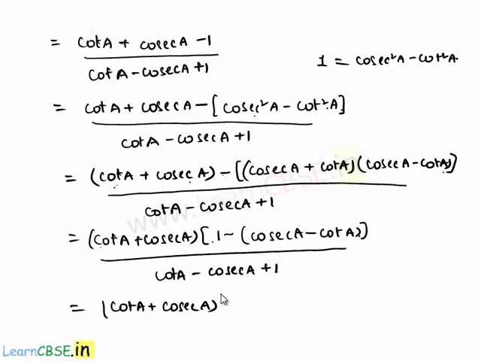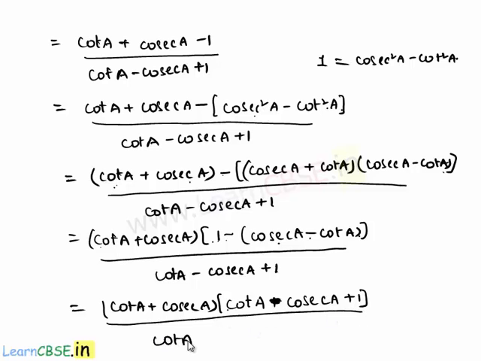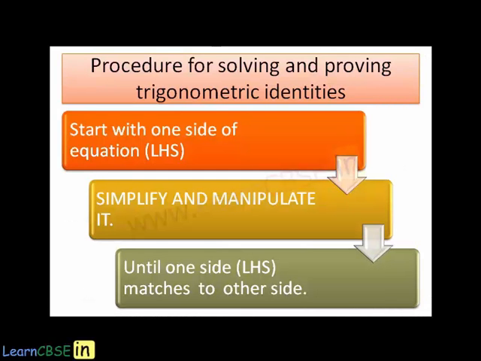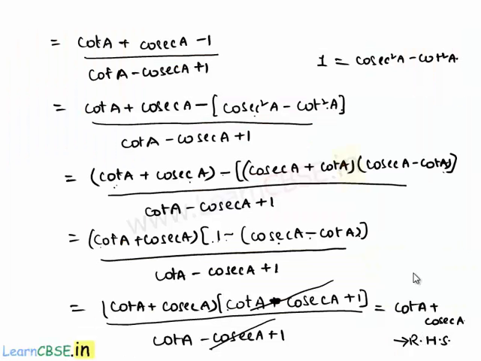remains as it is, and this expression can be written as 1 minus cosecant A, and minus into minus is plus here, and by rearranging them we can write it as cot A plus, that is cot A minus cosecant A plus 1 whole divided by cot A minus cosecant A plus 1. Here cot A minus cosecant A plus 1 is common in both numerator and denominator, that will be cancelled. So finally we are left with cot A plus cosecant A, which is nothing but our right hand side. As LHS is equal to RHS, we proved the equality.